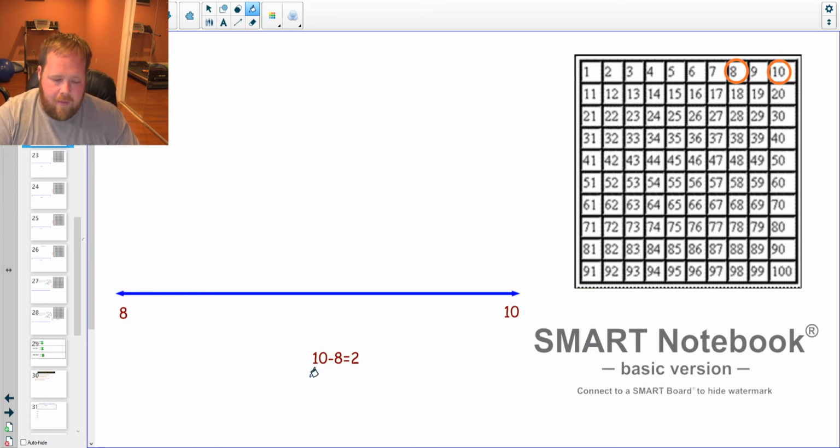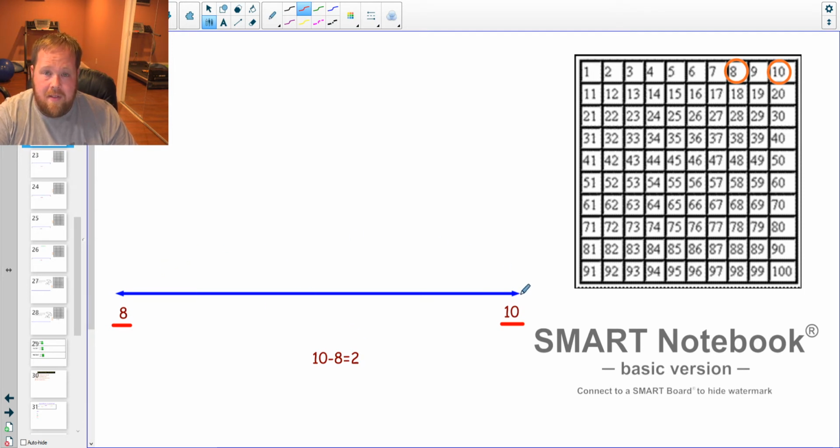All right, let's take a look at some examples. Right here we have 10 minus 8 equals 2. So we are going to start at 8 and go all the way to 10. So 10 minus 8, or 8 plus what equals 10. This is called a fact family.